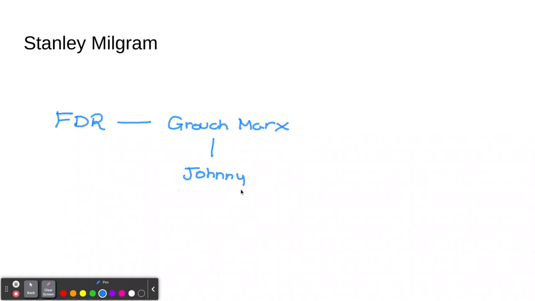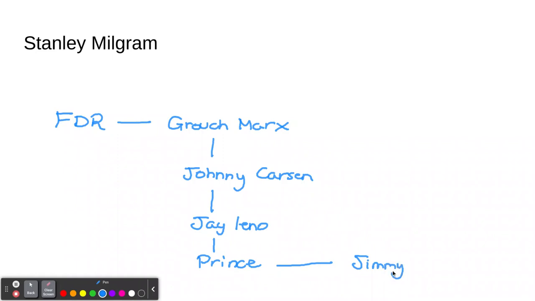For example, let's say we go back to FDR, Franklin Delano Roosevelt, and let's say Groucho Marx met FDR, and Groucho Marx was on the Carson show. Johnny Carson was an E or an O. Either way, we'll figure that out. And then of course, Jay Leno knew Johnny Carson, and Jay Leno knew Prince. And let's say Prince knew, before he died, Jimmy Fallon. So in this case, there would be 6 degrees of separation, but the study was actually of people on the planet as of now, not using things from the past. But it would be interesting to see if it even relates to the past.